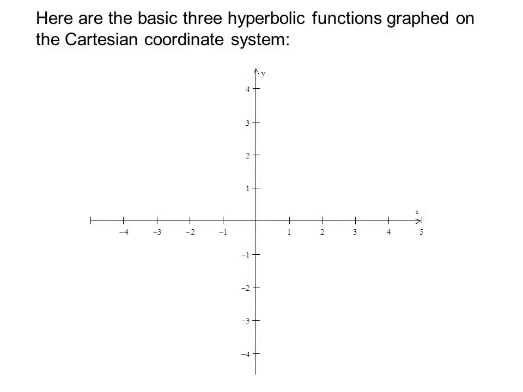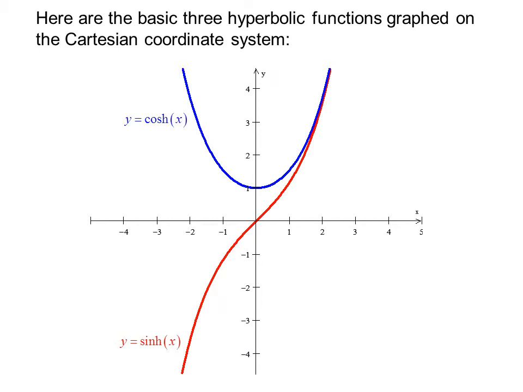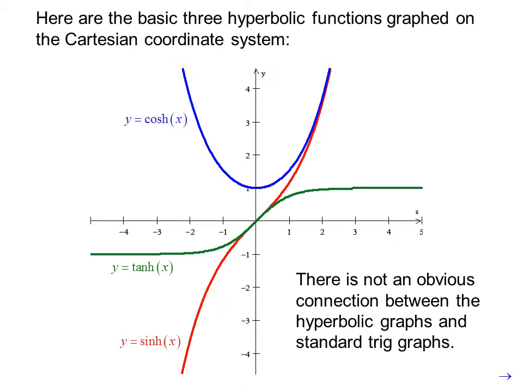Here are the basic three hyperbolic functions graphed on the Cartesian coordinate system. Y equals sinh x, which we just did. Here's y equals cosh x. And y equals tanh x. There's not an obvious connection between the hyperbolic graphs and standard trig graphs.